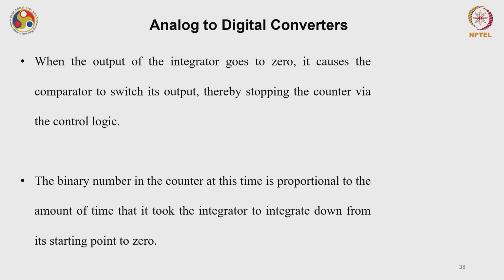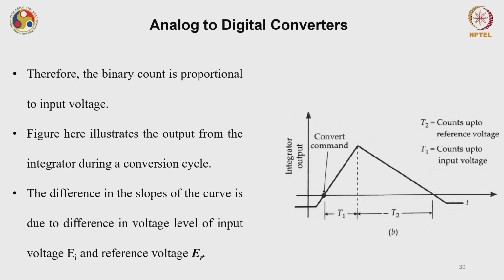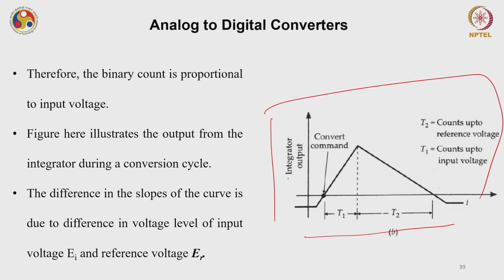The binary number in the counter at this time is proportional to the amount of time that it took the integrator to integrate down from its starting point to 0 value. So you can see in this curve that the integrator output rises from the convert command to a value T1, which counts up to the reference voltage, and then T2 represents counts up to the input voltage. Therefore, the binary count is actually proportional to the input voltage.